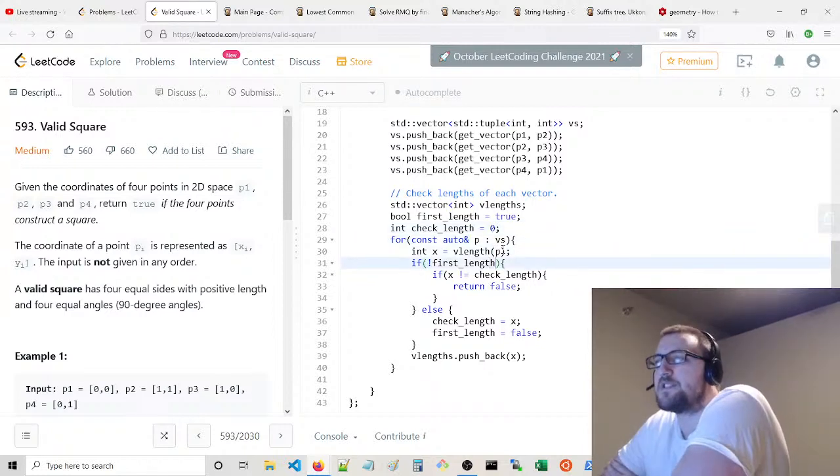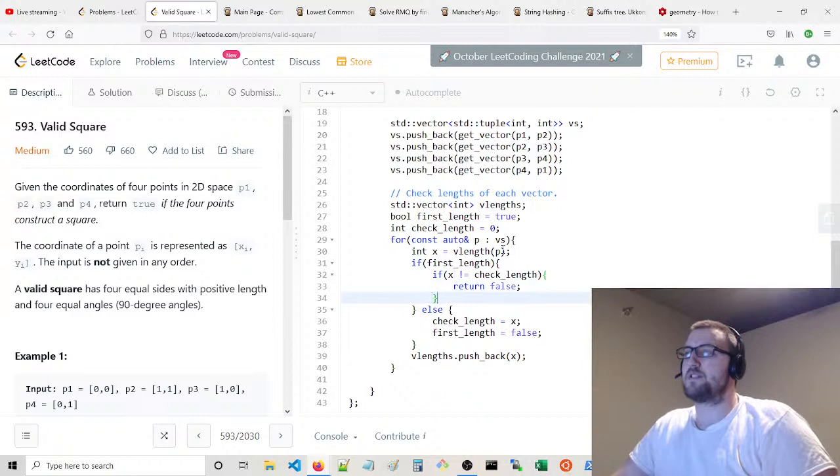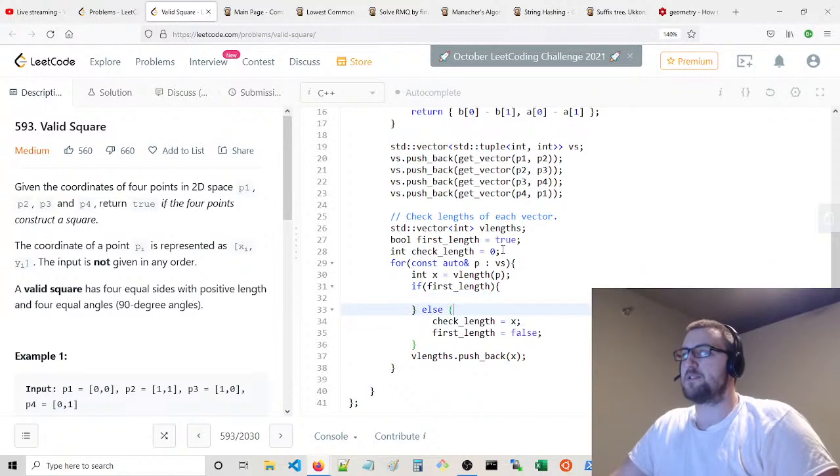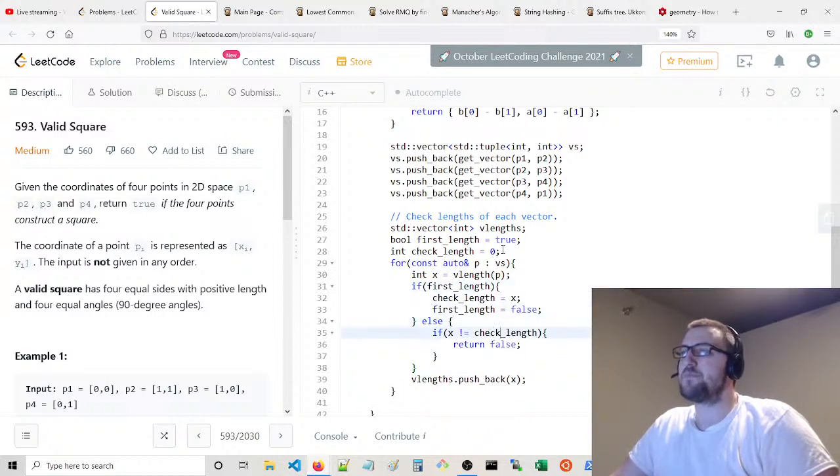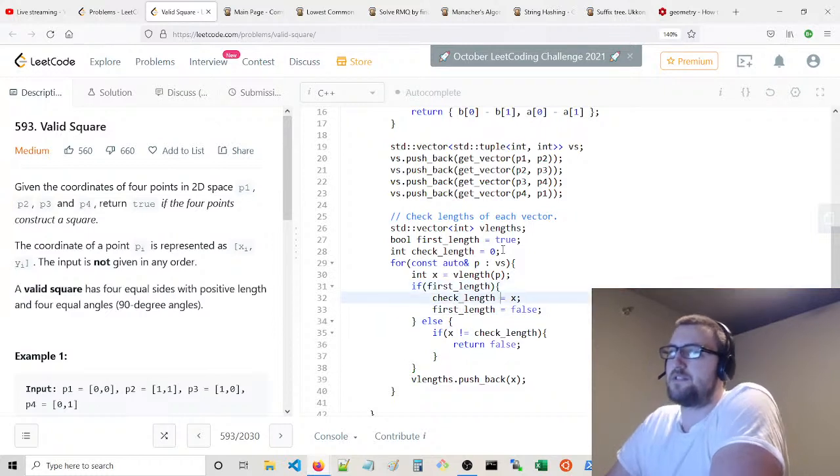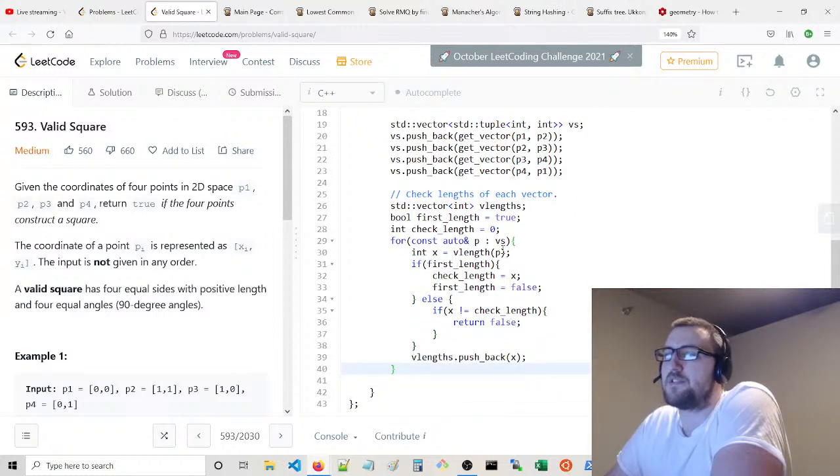But we'd say if you're looking at the first length, then we should actually do it the other way around. I think semantically it's a little bit easier to think about. So if you're looking at the first length, you're going to say it's no longer the first length. We're going to update our check length to x. Otherwise, you're going to check x against our check length, and if they're not equal, return false. So that gives us our length check as well as grabs our vector lengths.